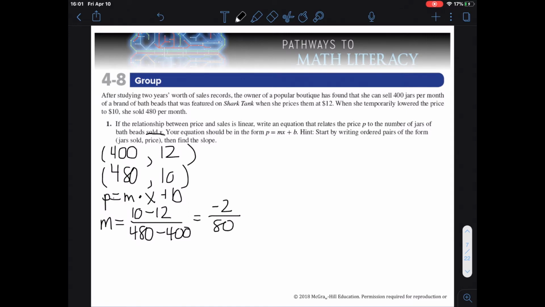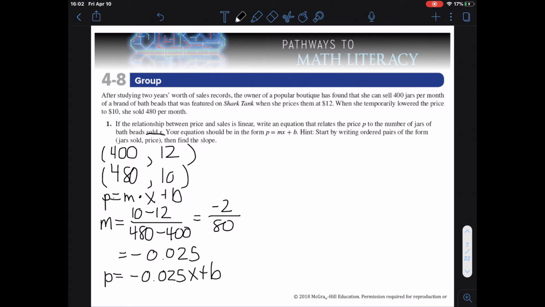That slope is going to equal negative 0.025. So pretty much as the number of bath beads increases, the price is going to decrease because you're going to sell more jars for a lower price. Right now our equation is the price is equal to negative 0.025 times the number of jars plus b.